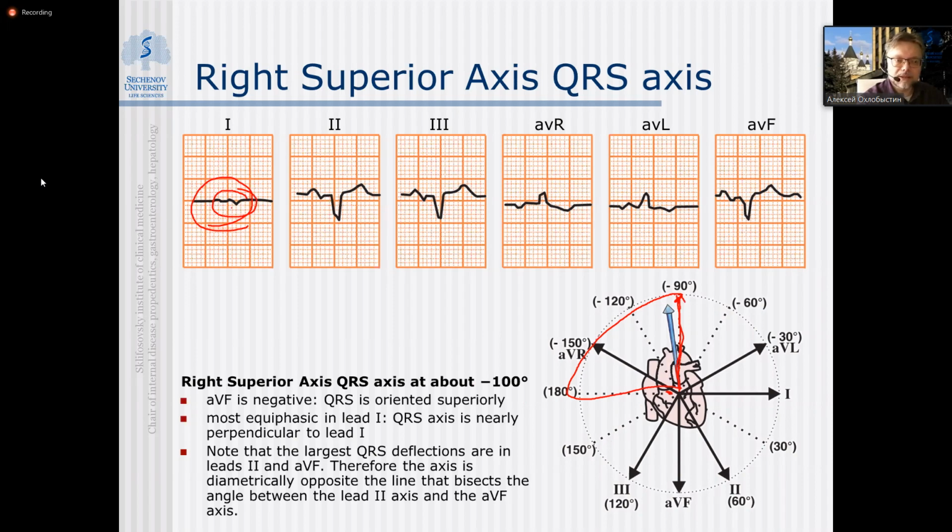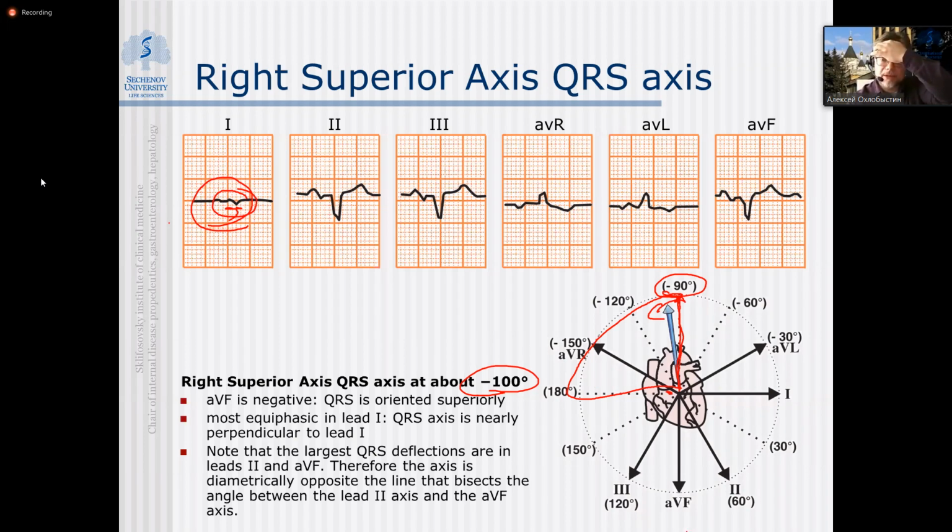It's not exactly zero. There is a slight negative part in the first standard lead. That's why we have not minus 90, but minus 10. It's somewhat counterclockwise. That is the visual approach.